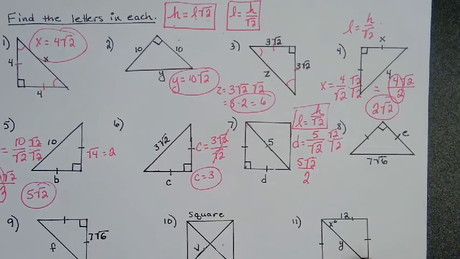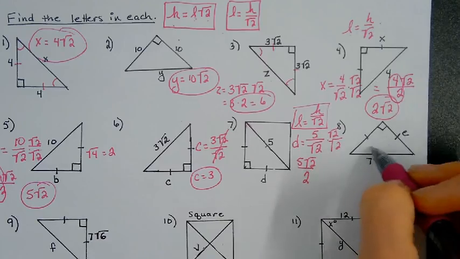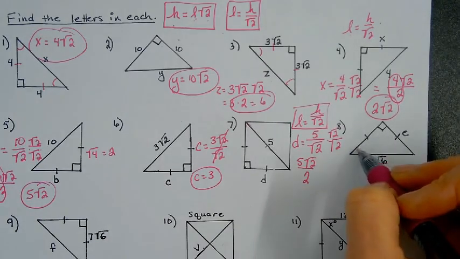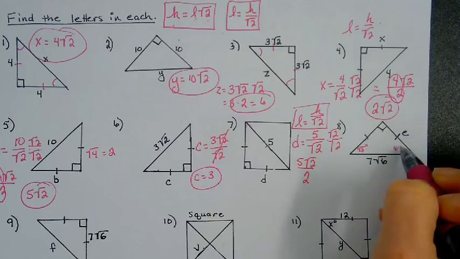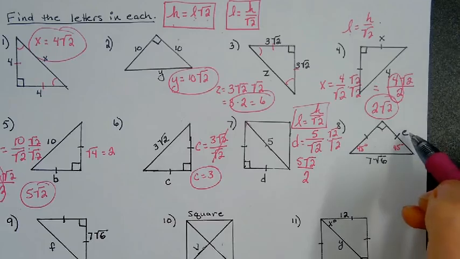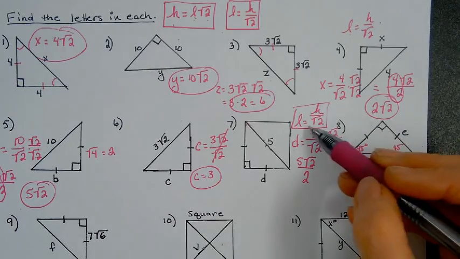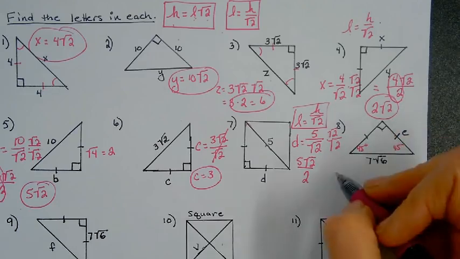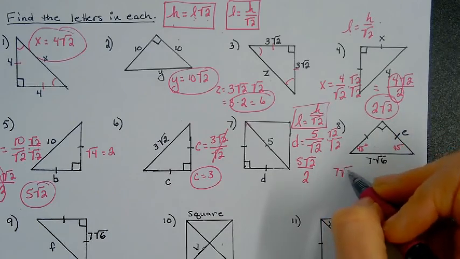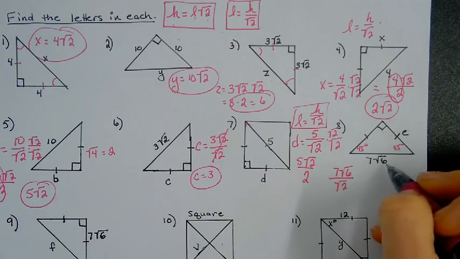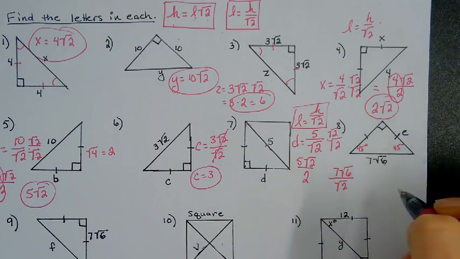And number 8. We're given here's a 45, 45, 90. These are congruent, so these are 45, and these are 45. So I want to solve for the leg, so we need to use the formula here. Leg equals hypotenuse divided by square root of 2. So take the hypotenuse, 7 rad 6, and divide by the square root of 2. I'm taking the hypotenuse and dividing by square root of 2.